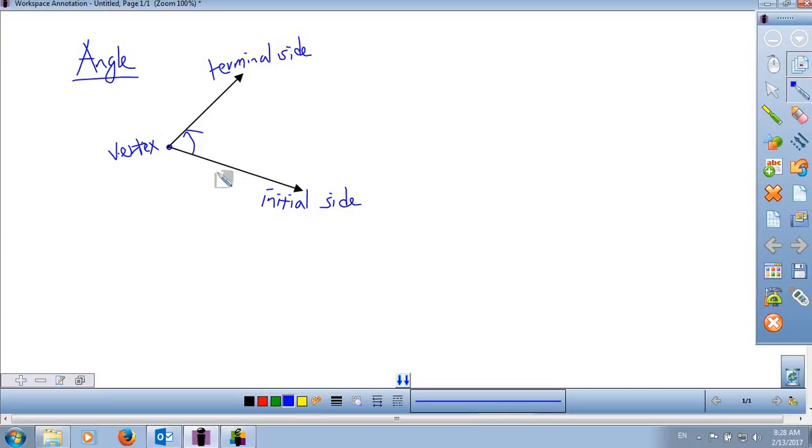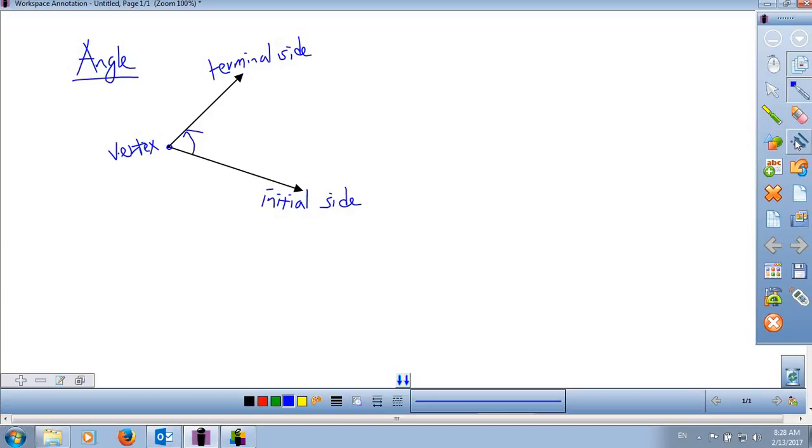Some of the primary vocabulary you definitely need to know is the vertex of the angle, the initial side, and the terminal side, and that the angle is the space created by rotation. It's not exactly the space, but it's created by that rotation. You can rotate a line segment, or you can rotate a ray.